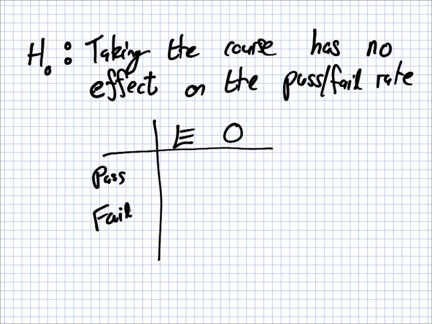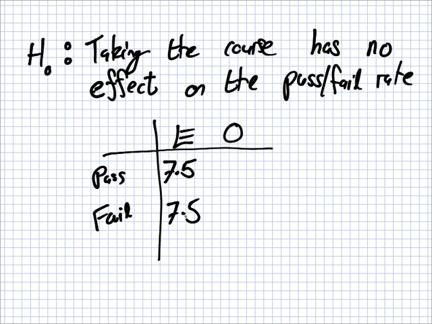How many students took the course? 15. Now, if the course had no effect, didn't really do anything, and you had 15 students, how many would you expect to pass and expect to fail? Yeah, 7.5, and 0.5 is okay here. It's just in the calculation. Now, why did you say 7.5? Yeah. On average, 50% of people pass and 50% fail. So, if the class did absolutely nothing, then half the people should still pass and half should still fail.